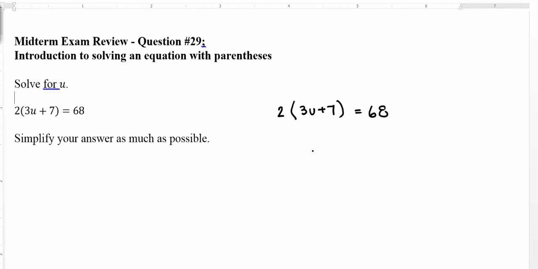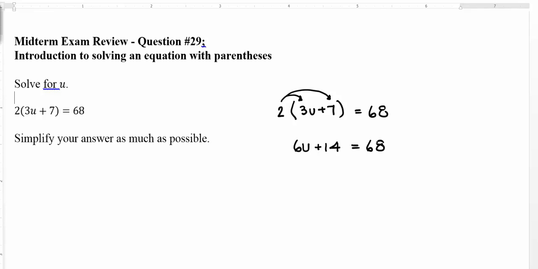First thing I need to do is clear my parentheses. And I see that I have a distribution problem over on this side. So I'm going to take the 2 times my 3u, and I get 2 times 3 is 6u. And then I have 2 times a positive 7. 2 times 7 gives me plus 14, and that equals 68.